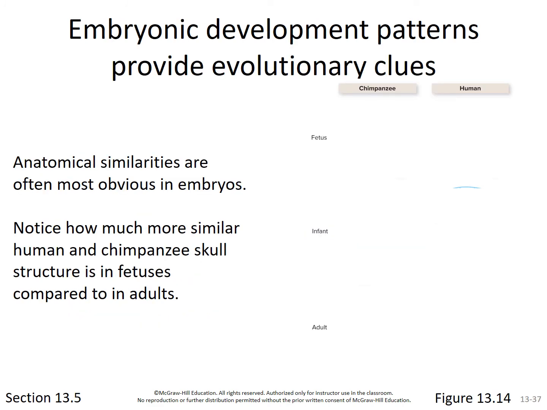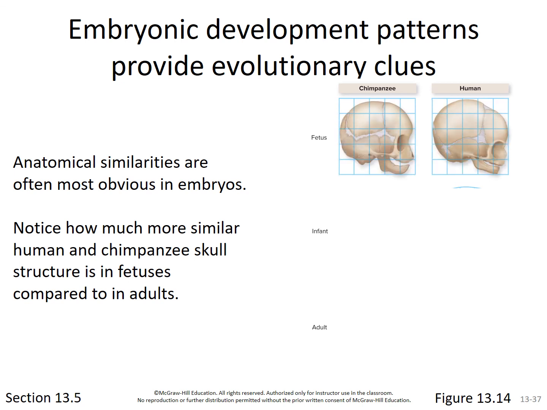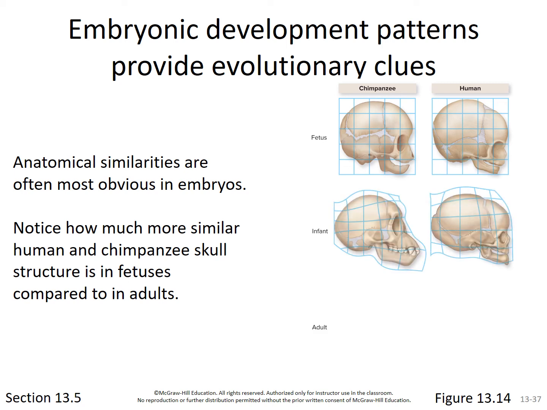Okay, so as it turns out, embryonic development patterns give you evolutionary clues. Anatomical similarities, especially in vertebrates, are most often obvious in embryos. So take a look at how similar the human and the chimpanzee skulls are in fetuses. But as you move from fetus to infant, as a result of growing to adult form, you're going to see these fetal bones deform, and they're going to deform in different ways. If you look at the grid lines, you can see that you're developing different shapes.